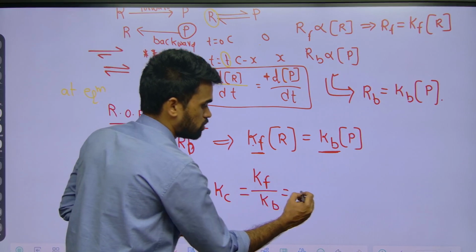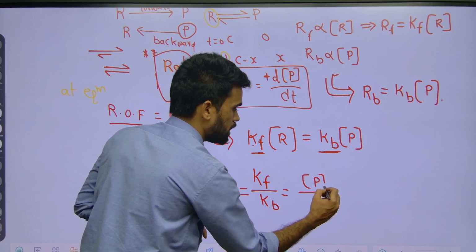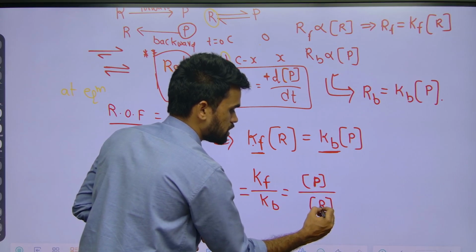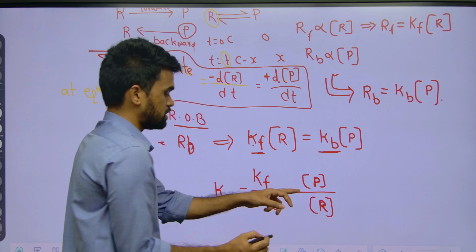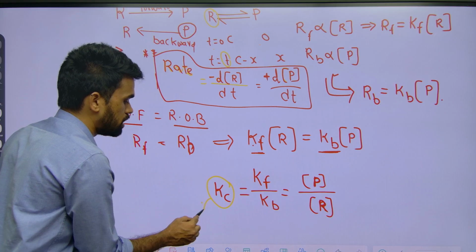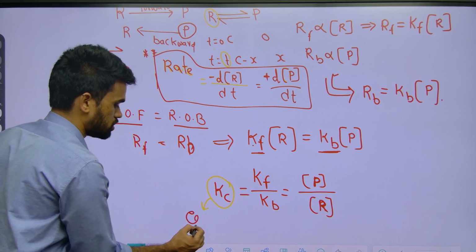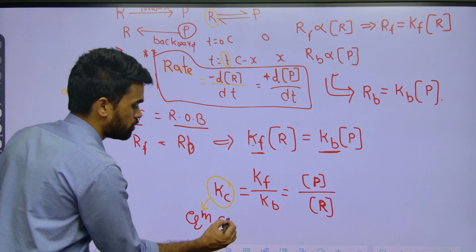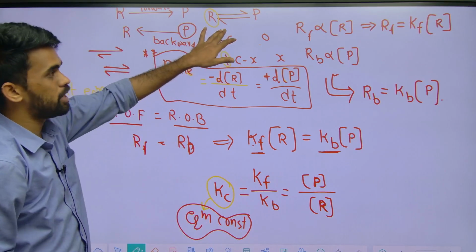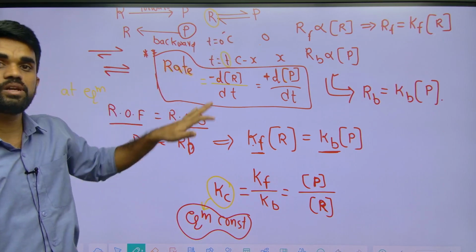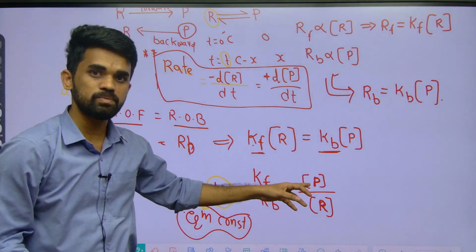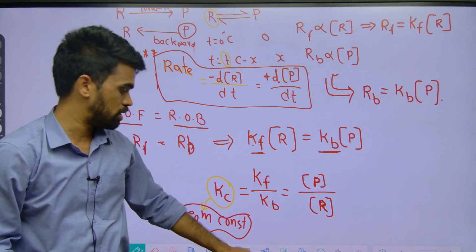So what is remaining for us, p by r, it means concentration of product by concentration of reactant, that equals kc. So what is this new constant here? This is called the equilibrium constant. Okay, so for this particular equilibrium reaction, if they ask what the equilibrium constant is, it is simply product concentration by reactant concentration, that is the equilibrium constant.